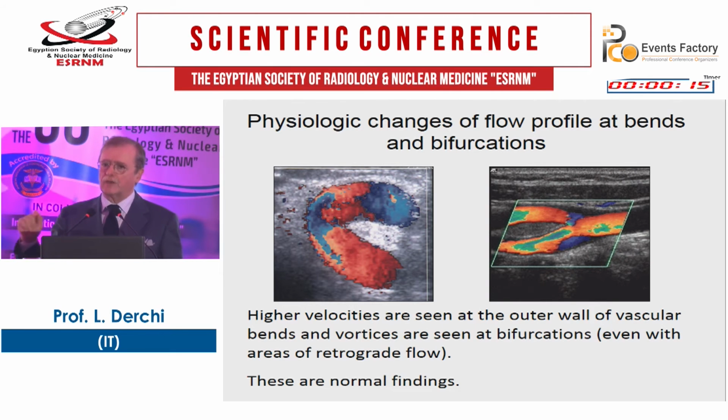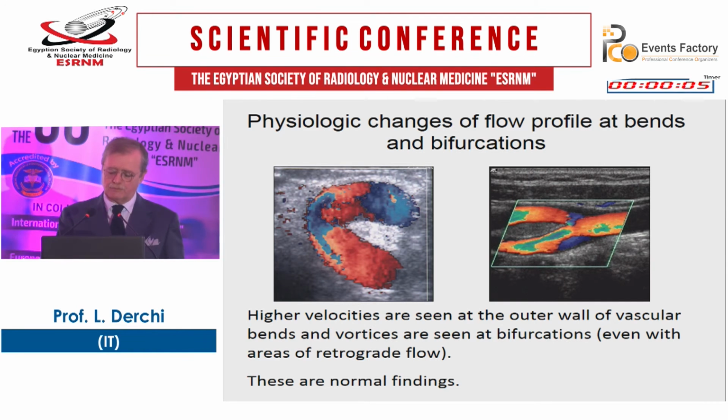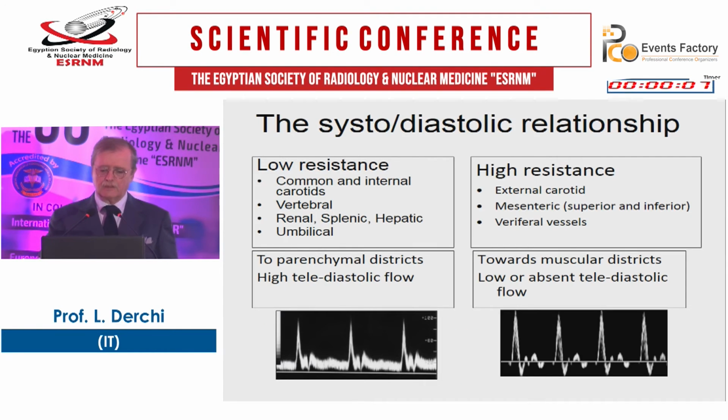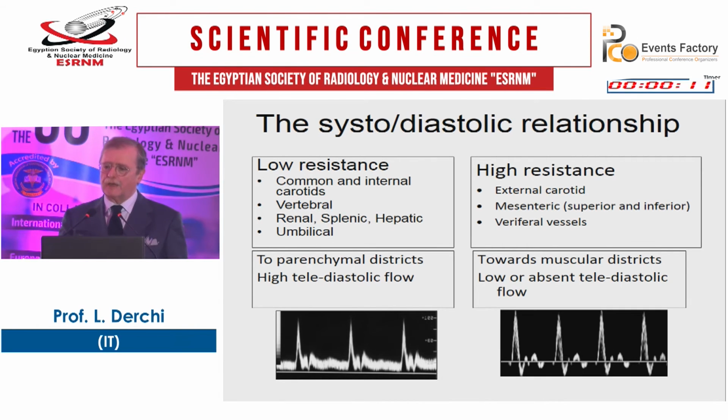Furthermore, physiological changes in the flow profile can be seen at the bends and bifurcations, with retrograde vortices in bifurcations and higher velocities along the outer diameter of the bended vessels. Furthermore, there is a systo-diastolic relationship.